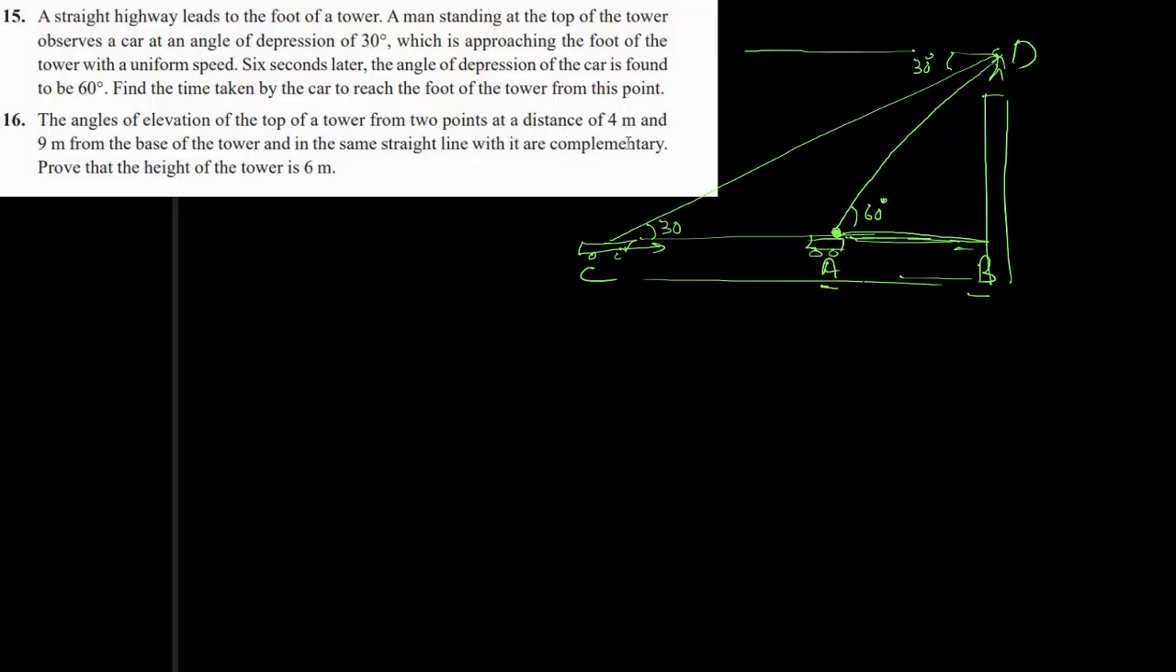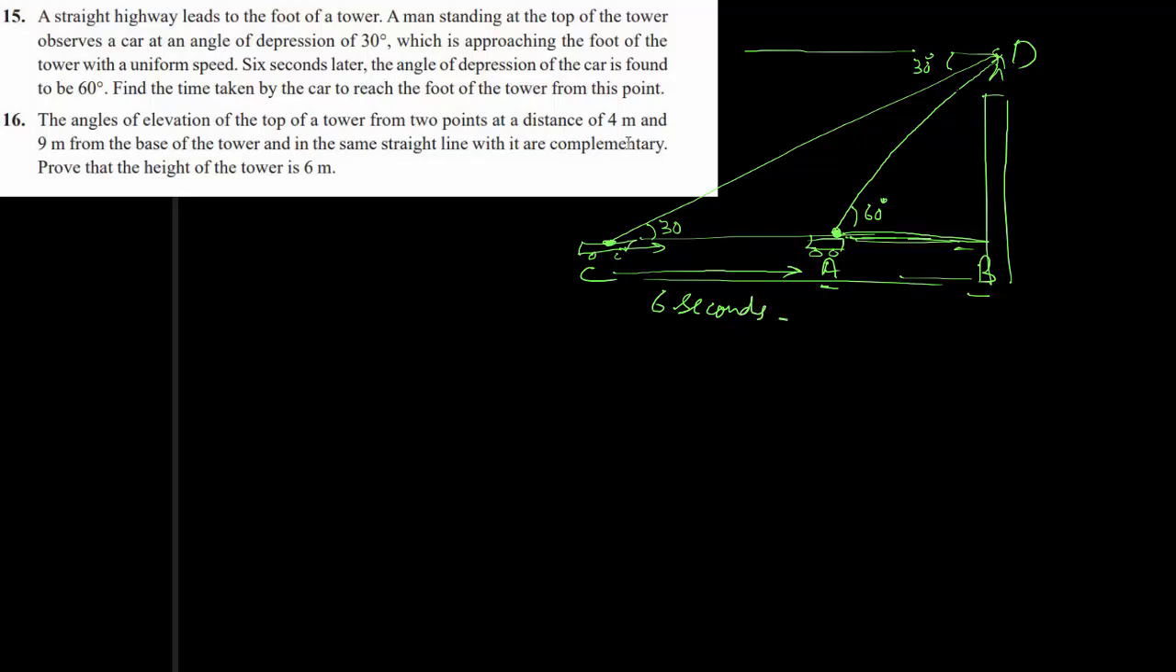So for calculating the time, we need to calculate the distance, and for calculating the distance, we need to use the trigonometric identities. So we only have the angles 30 and 60, and one more thing. The man standing on top of the tower observes the car at angle 30, which is approaching. 6 seconds later, the angle of depression of the car is found to be 60. So it's only telling you one thing, the time taken by the car to move from C to A. So time taken by the car to move from C to A is 6 seconds, right?